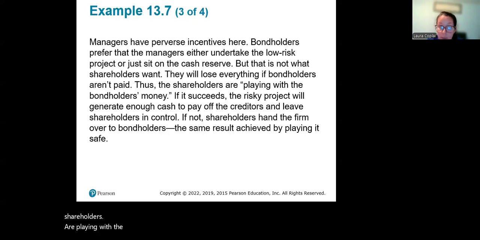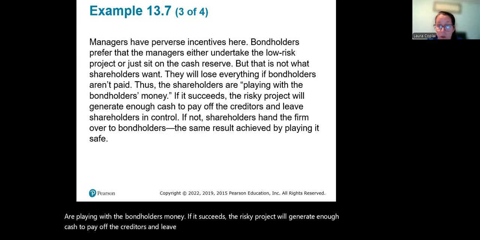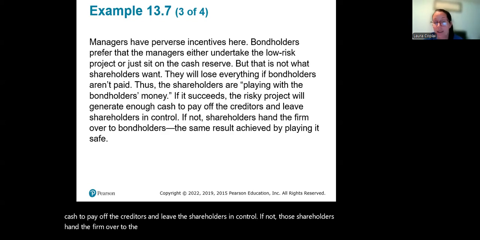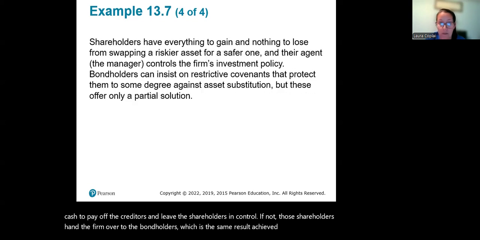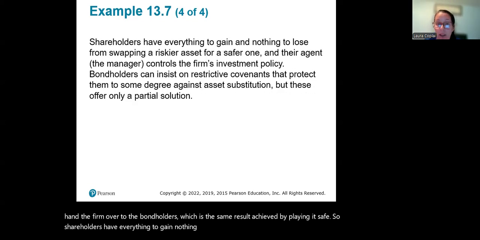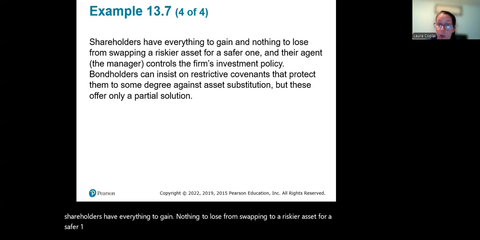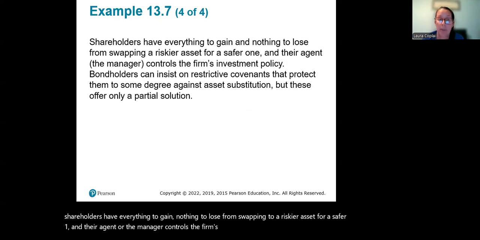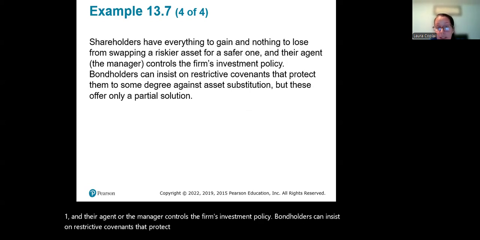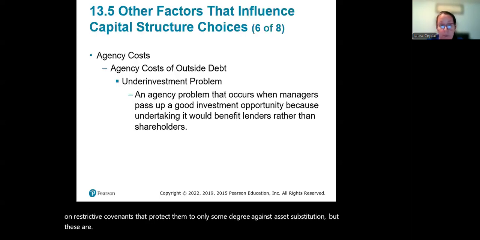If it succeeds, the risky project will generate enough cash to pay off the creditors and leave the shareholders in control. If not, those shareholders hand the firm over to the bondholders, which is the same result achieved by playing it safe. So shareholders have everything to gain, nothing to lose from swapping a riskier asset for a safer one, and their agent, the manager, controls the firm's investment policy. Bondholders can insist on restrictive covenants that protect them to only some degree against asset substitution, but it's only a partial solution.